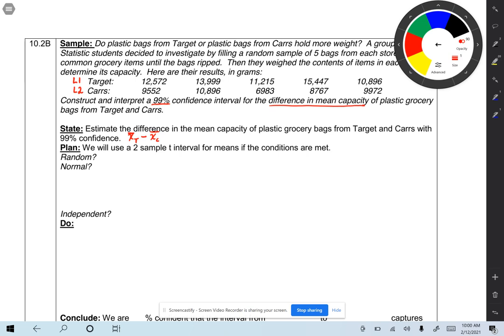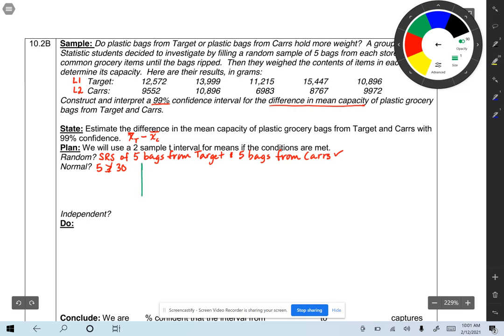And so let's look at our conditions. Random, it is a simple random sample of 5 bags from Target and 5 bags from Cars. Normal condition, well, we know 5 is not greater than or equal to 30, so we have to graph. And so I entered the data in my calculator, and this is what the graph looks like. And you must show your graphs.